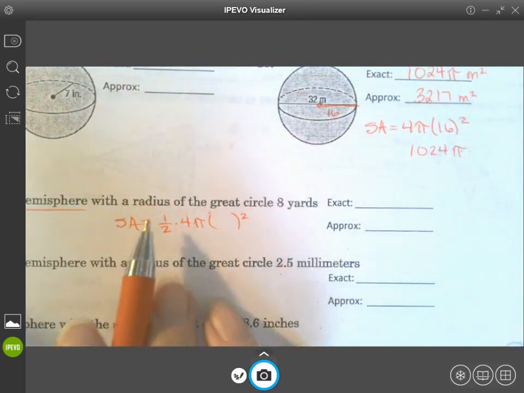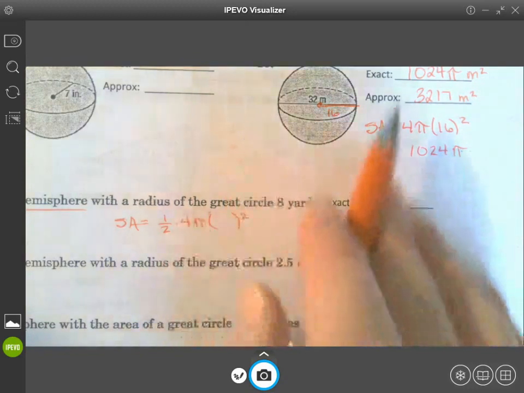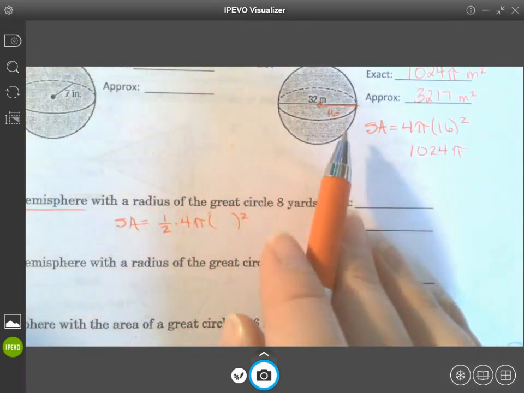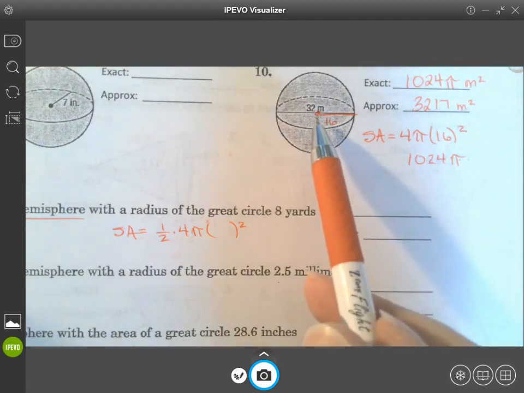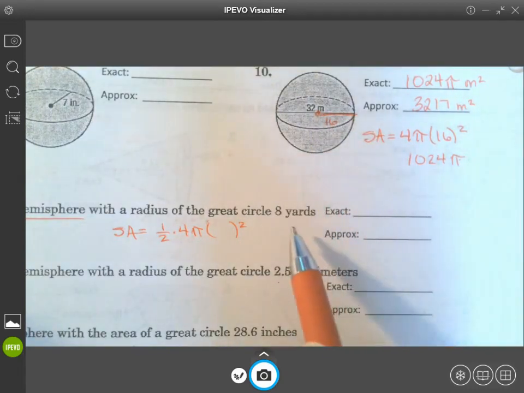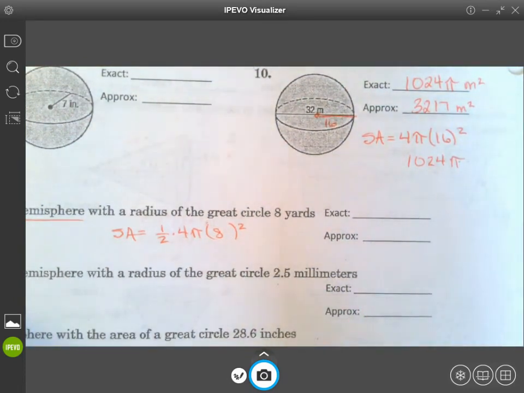Now it says radius with the great circle. The idea of the great circle is when you look at a hemisphere, the bottom of the hemisphere, that's the great circle, okay? And so that's what they're telling you. It's really the center out is 8 yards. So you're going to put that in and you're going to get the exact and the approximate.